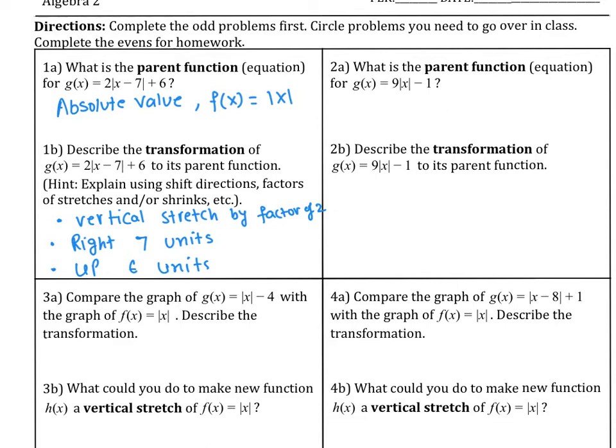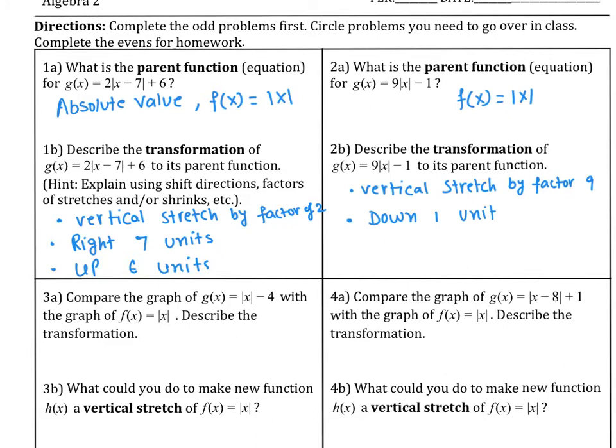Describe the function g(x). So the 2 in the front means that it's a vertical stretch by a factor of 2. The 7 inside means that it is right 7 units. The 6 on the outside means that it is up 6 units.